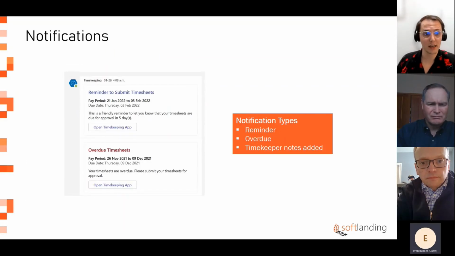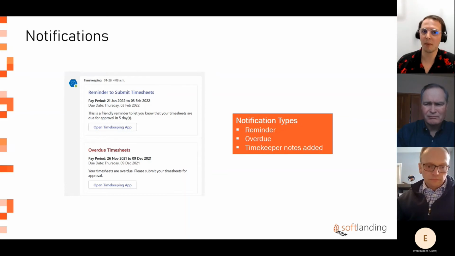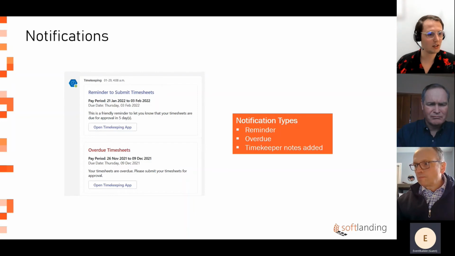I also spoke about notifications, so this was a key part of the solution as well. So we have a one-way bot that sends notifications. You can see some adaptive card examples here of a reminder that might get sent out to a user, or an overdue timesheet notification that gets sent out. Another example is timekeepers. Timekeepers have the ability to add notes to a user's pay period, and they can add a note and that'll get sent out to the user to notify them about that note.